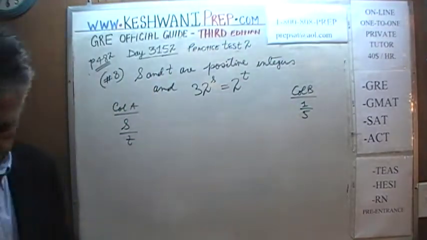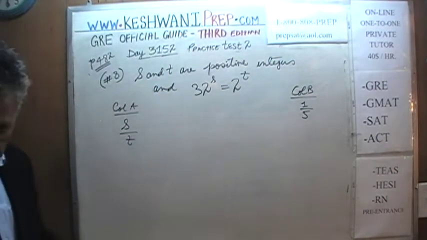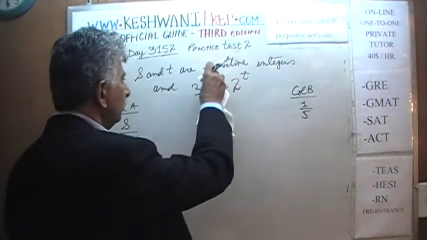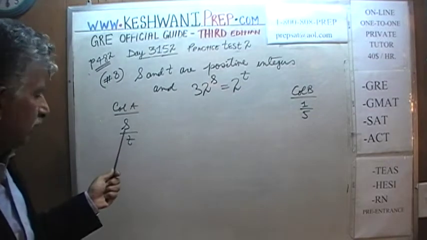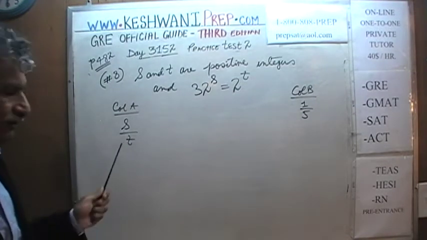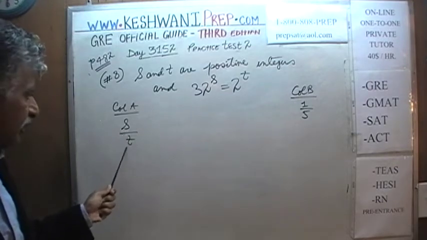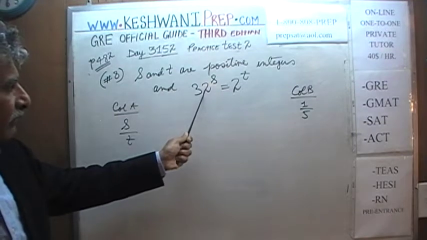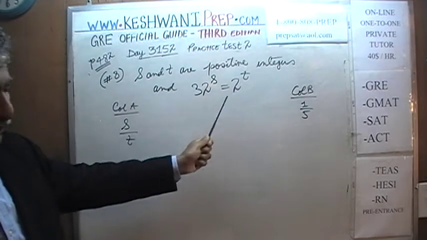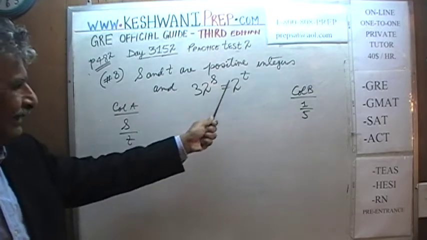Let's see what we can do. This is what is given to us, 32 raised to S and 2 raised to T. And somehow we have to establish some sort of relationship between S and T. The only way you can extract any information about the relationship between S and T is through what is given here, obviously. But unfortunately, what is given to us here are two different bases. Here we have a base of 32, here we have a base of 2. We can't really compare S and T in this form.